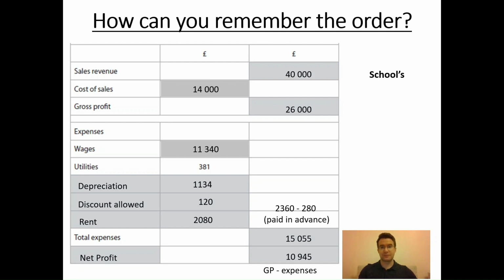Sales revenue, same first letter as schools. Cost of sales, the same first letter as cool. Gross profit, the same first letter is go. Expenses, even. And net profit, November. Once you read out those five words, school's cool, go even in November. I know it's a silly way of remembering it, but schools, so sales revenue, cool, cost of sales, go, gross profit, even, expenses, November, net profit. That's the way I remember it. Hopefully that's useful to you too.